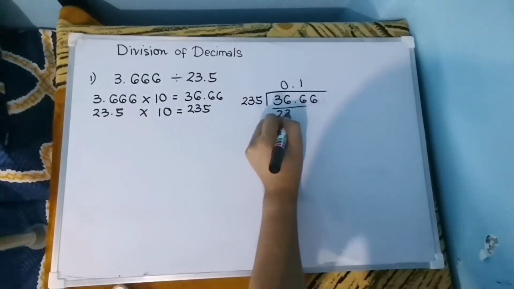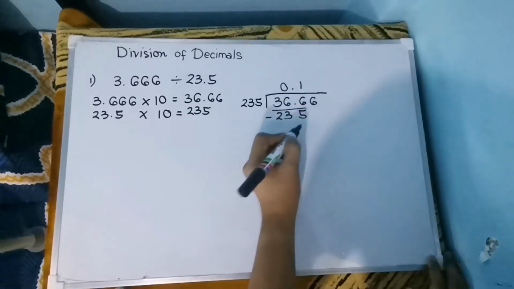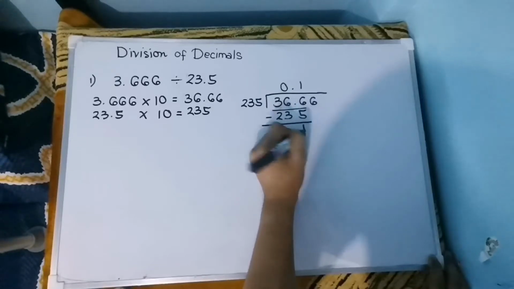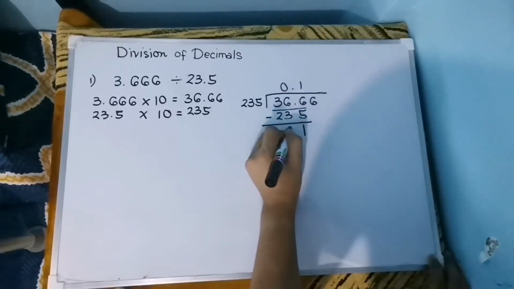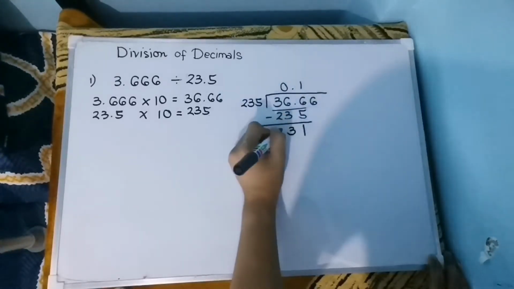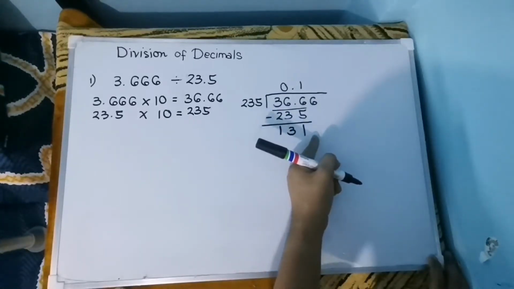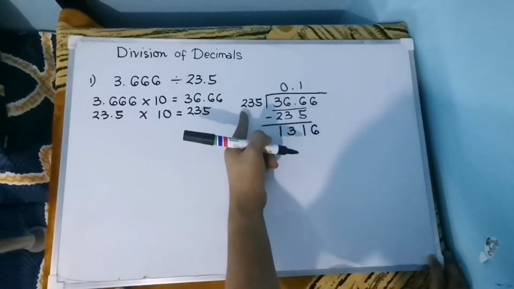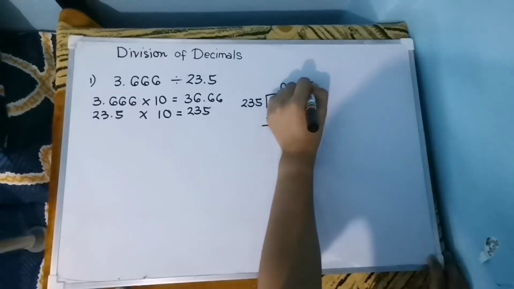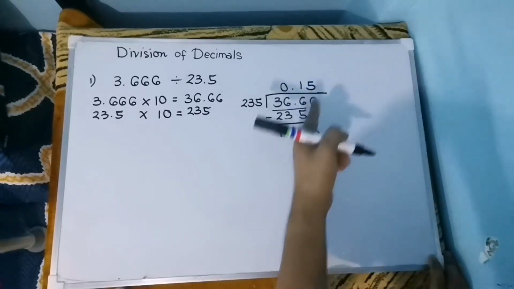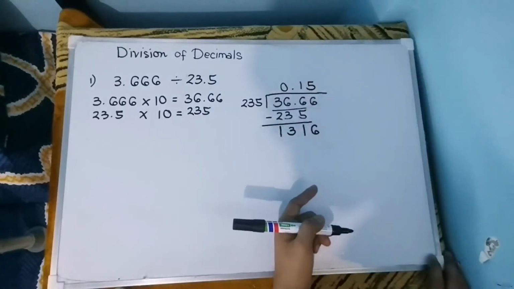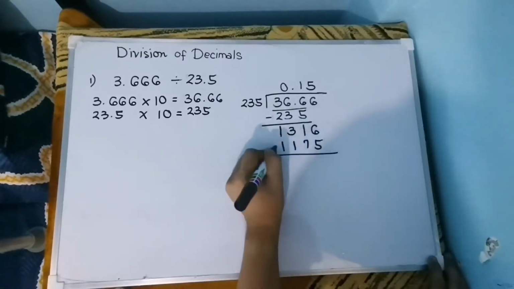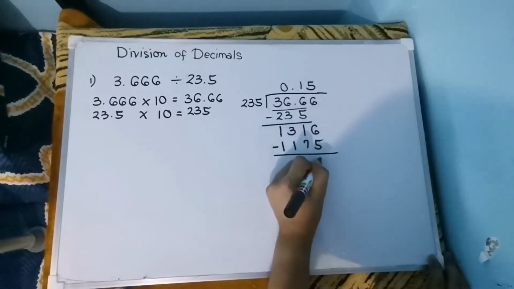So we have here 235 and then we subtract. 6 minus 5 is 1. Then 6 minus 3 is 3. 3 minus 2 is 1. So we have 131. Then bring down 6. So we have 1,316 divided by 235 is 5. Then, 235 times 5 is 1,175. Then, subtract. 6 minus 5 is 1.